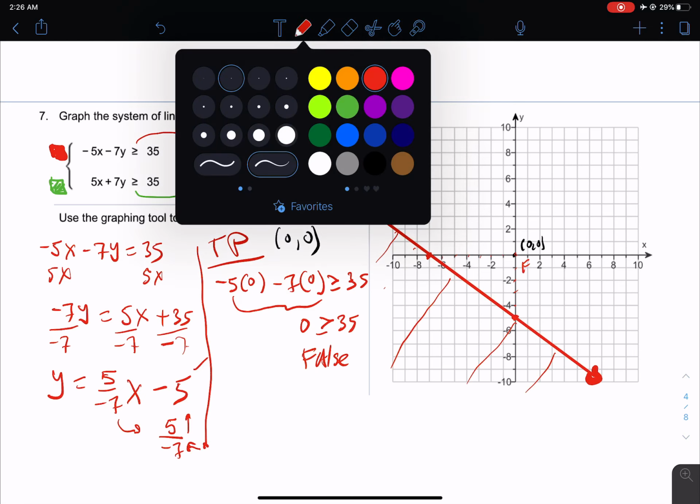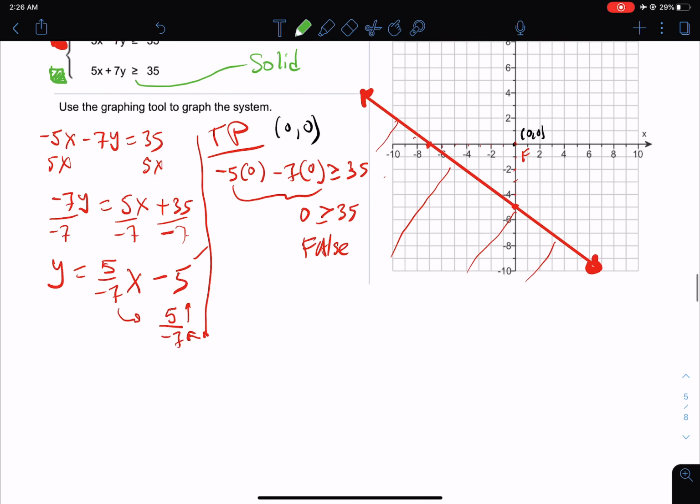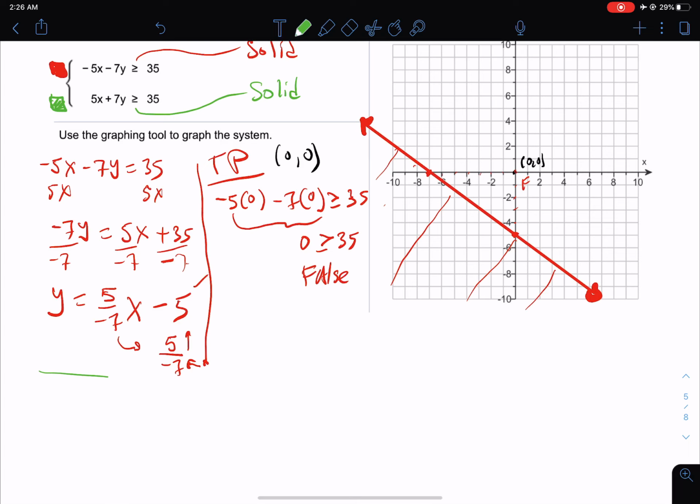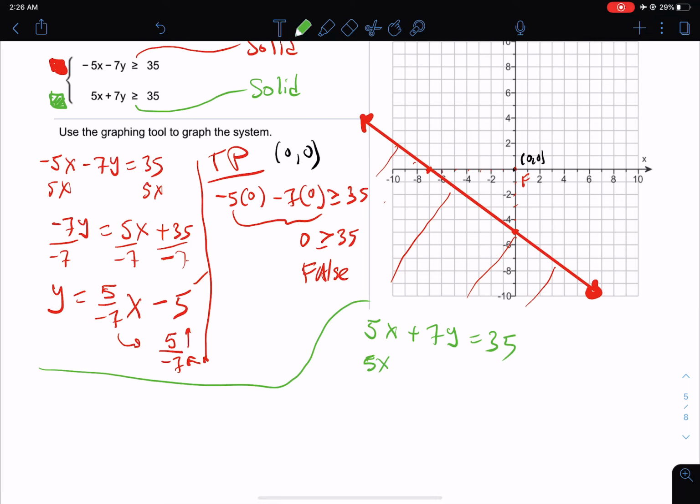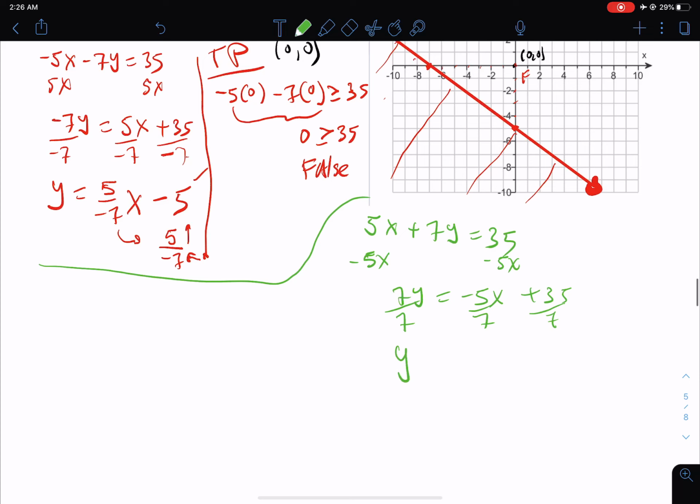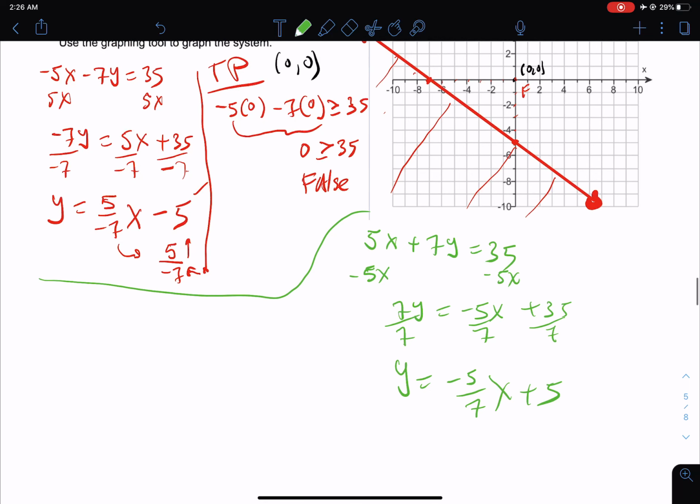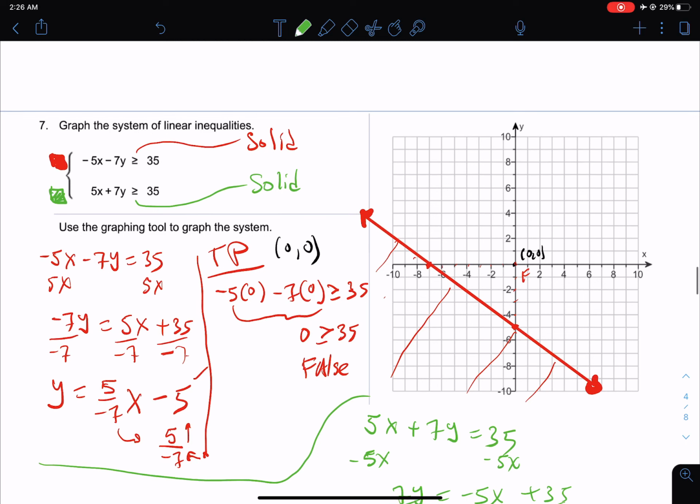Now let's go ahead and change pen colors and take care of our green equation, which said 5x plus 7y equals 35. It almost looks like the same equation. I subtract 5x off of both sides and I get 7y equals negative 5x plus 35. I divide by 7, and this gives me y equals negative 5/7 x plus 5. Not quite the same, but it looks similar. So 5 is the y-intercept right here, so I go to positive 5.